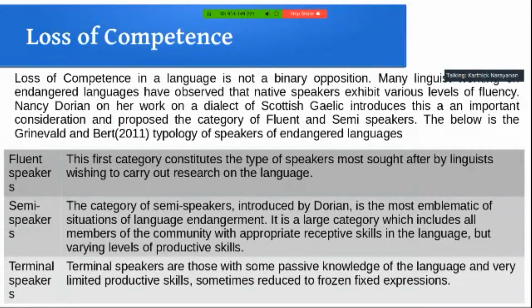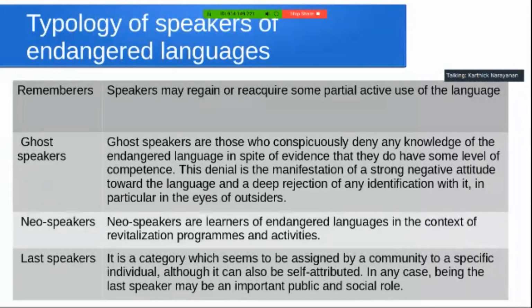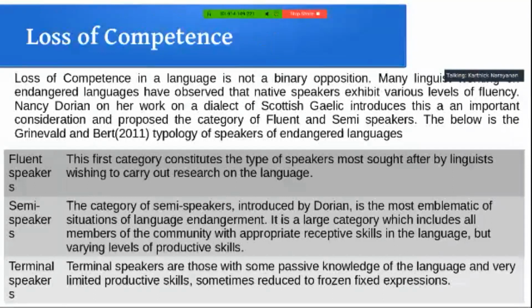They talk of multiple levels of competency. So they talk of a fluent speaker, someone who is completely fluent, what we call the ideal speaker. A semi-speaker, introduced by Dorian, is the most emblematic situation of language endangerment. It is a large category which includes all members of the community with appropriate receptive skills in the language, but varying levels of productive skills. They understand the language, but they can't really use it in every domain. For example, semi-speakers can't use the language for ritualistic purposes, or to tell a folk tale, or to fluently express their emotion, but they do use the language actively in everyday use.